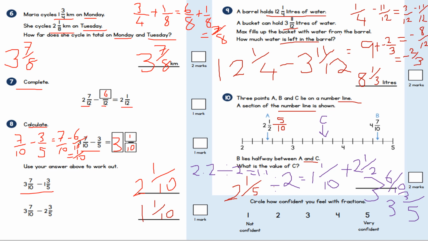Okay, so sorry about rushing towards the end, guys. For question number 10, just to summarize, I worked out the difference, I then halved it, and then I added on the half of the difference to 2.5 to work out what C was. Okay, so that's my answer for question number 10.